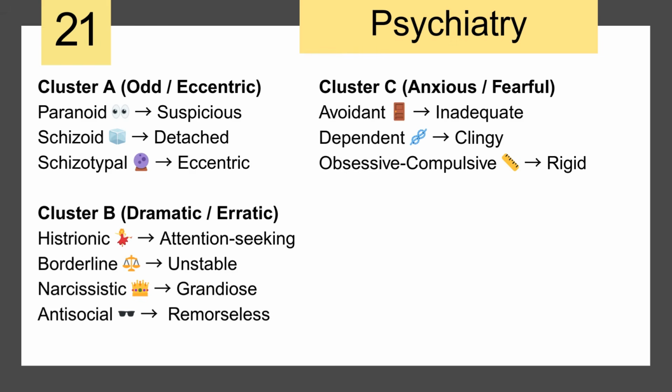And here we see the 3 clusters. Cluster A, the odd and eccentric. Cluster B, the dramatic and erratic, and cluster C, the anxious and the fearful.